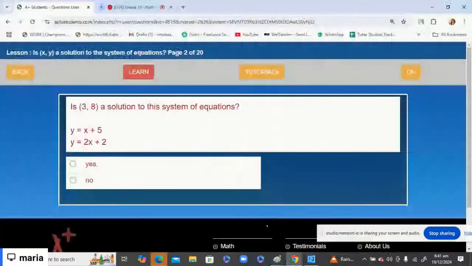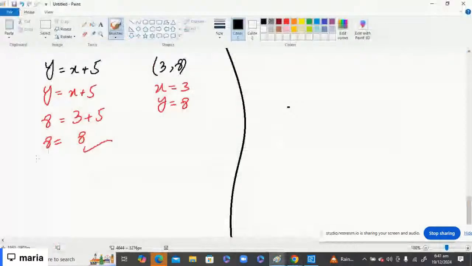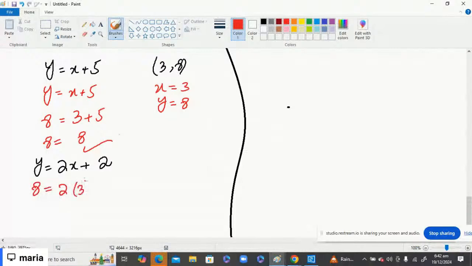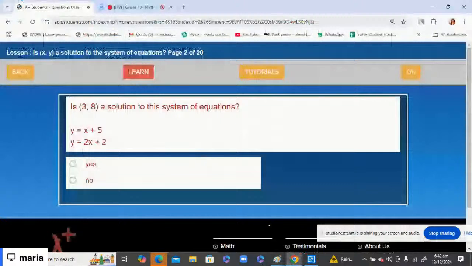Let's check the second. y is equal to 2x plus 2. So for y it's 8, and 2 into 3 plus 2. 8 is equal to 2 times 3 is 6, plus 2. So 8 is equal to 8. Look, this is a solution set. This is also a solution set. So we can say that yes, it's a solution set of this system of equations.